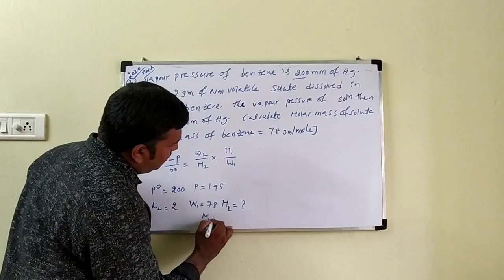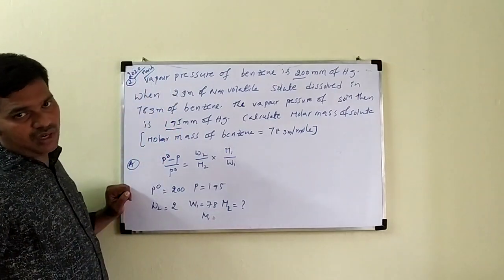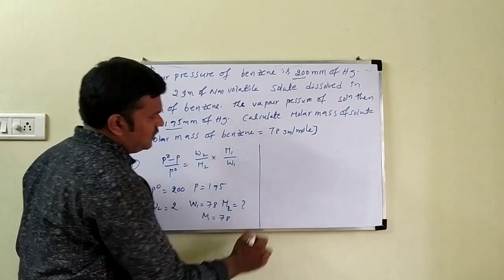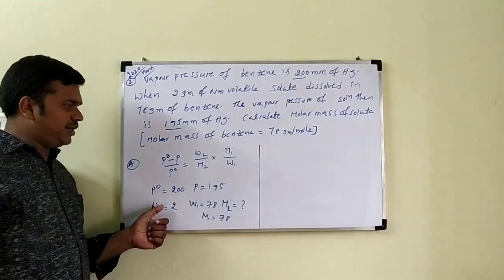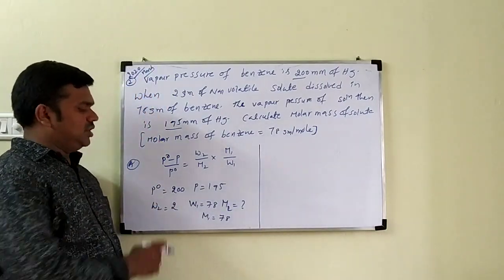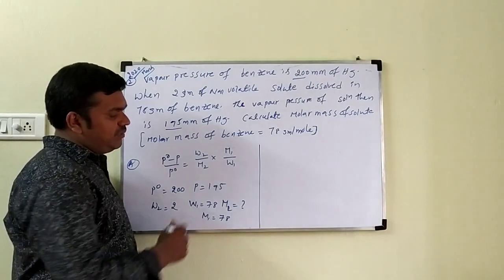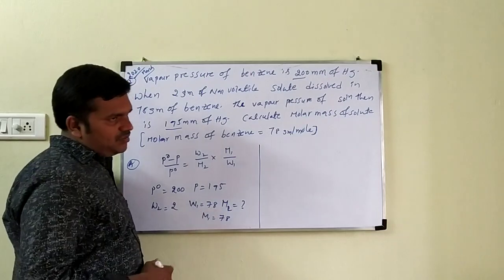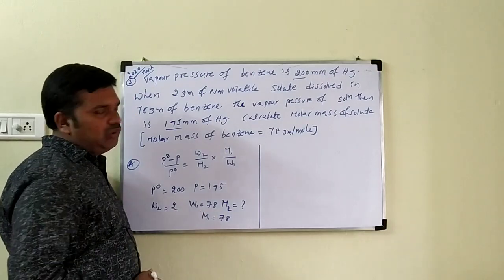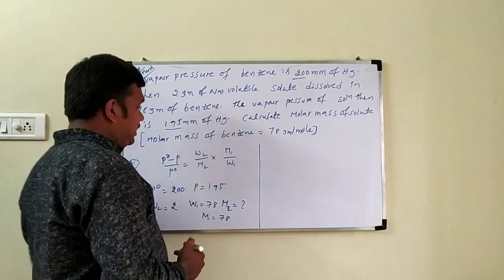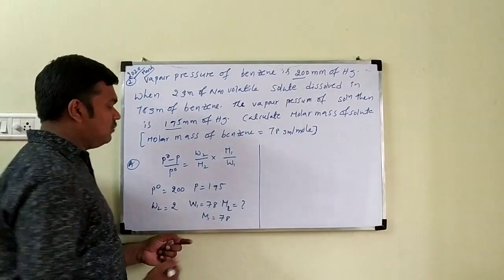And the molar mass of the solvent is what? Benzene. They already gave it, 78 only. Clear? P naught is 200, P is 195, solute weight is 2 grams, solvent weight is 78 grams. The molar mass of the solute you have to find, the molar mass of the solvent is already given, 78 only. Let us substitute the values in this formula.